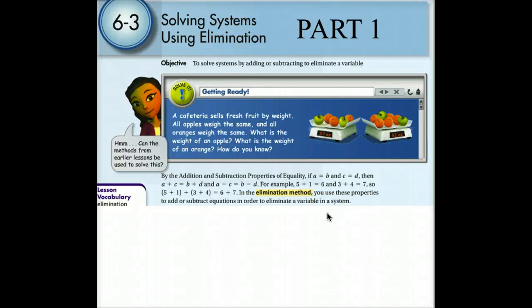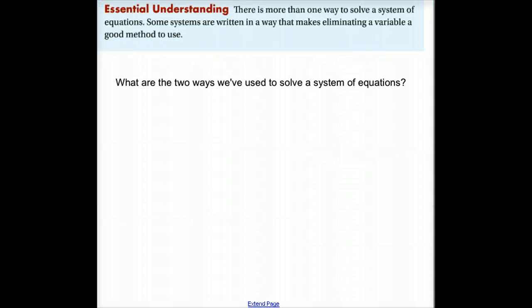Lesson 6-3, Solving Systems Using Elimination. This is part 1 of Lesson 6-3. All right. What are two ways we've used to solve a system of equations?